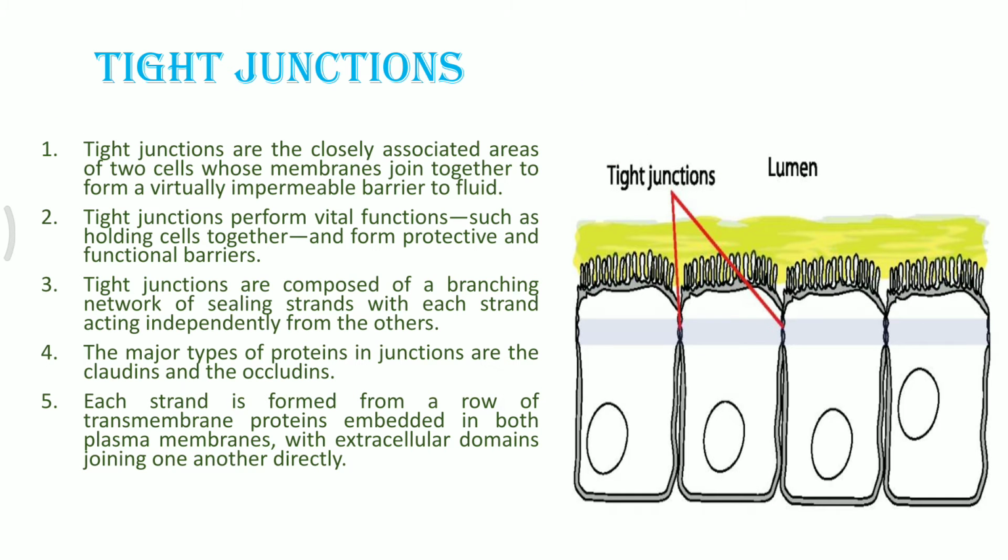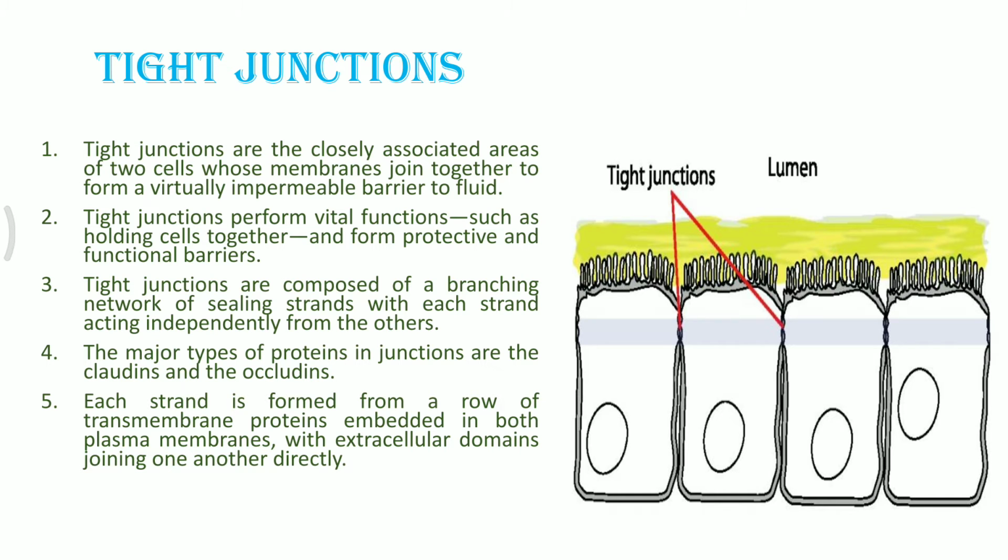These tight junctions, you can see, are present in epithelial cells, and they are capable of joining two adhering or close-by cells in a certain way, so that there is no gap between them. Because of that, tight junctions are very closely associated areas of two cells whose membranes join together to form a virtually impermeable barrier for fluid.